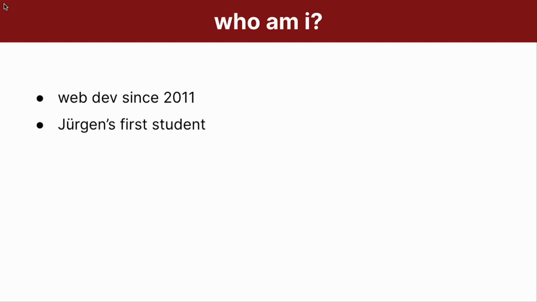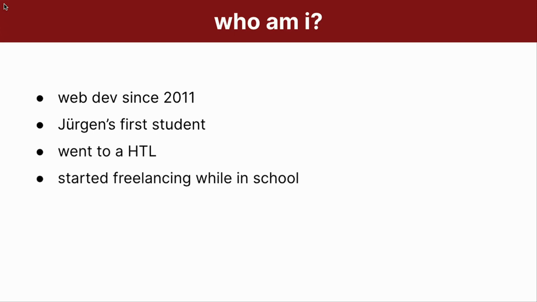So first off, a little bit about myself. I've been doing web development since 2011, around that age. And I actually was Jürgen's first student, because he taught me the basics. I went to the same HCL as Jürgen, where I learned like the basics of computer science. And I started freelancing while I was in school. So at around 15, I had my first commercial project, which was like a blog for some musicians. And after school, I worked for Xing for a few years. And if you don't know Xing, which is probably something you don't know, it's like the German LinkedIn, just a bit worse.